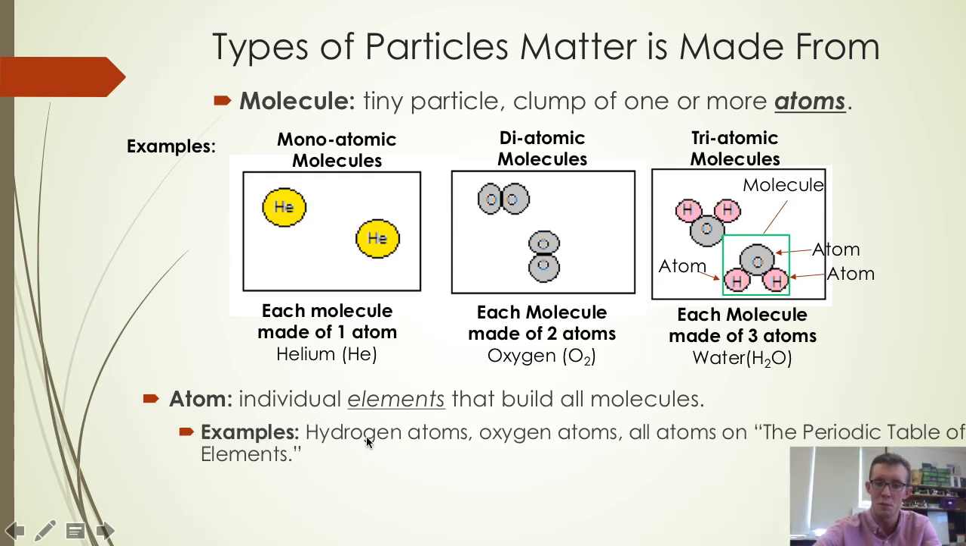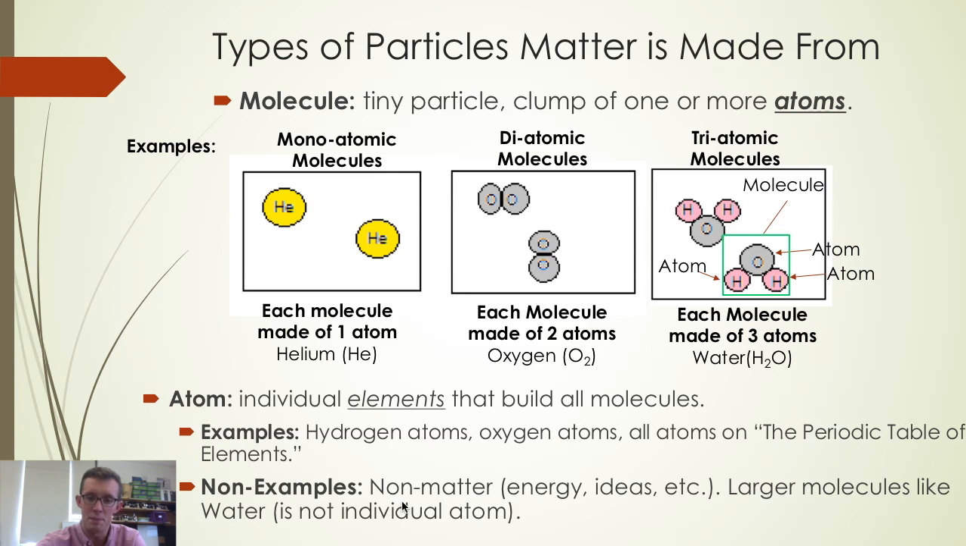Examples of atoms would be hydrogen or oxygen, or really any atom that's found on the periodic table of elements. Non-examples of atoms would be all of the examples of non-matter from earlier, so things like energy, light, ideas, etc. And larger molecules like water would not be considered an atom because a water molecule is actually several atoms that are bonded together.